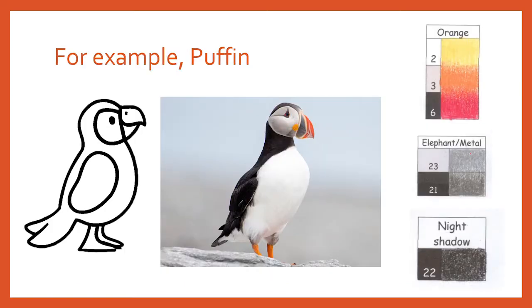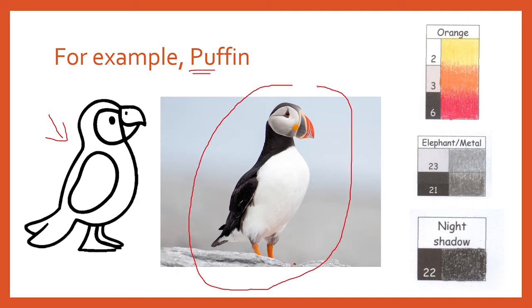So for example, if I give you a puffin, this is a puffin bird. You can use Google and find out how a puffin bird looks like in real life. So this is a puffin bird in real life from Google image. So you can see the body here is actually this color. Can you find it in the color chart?